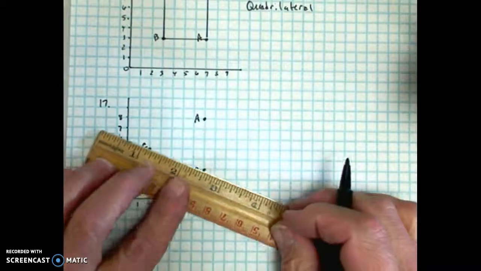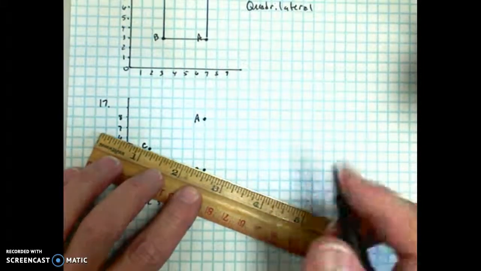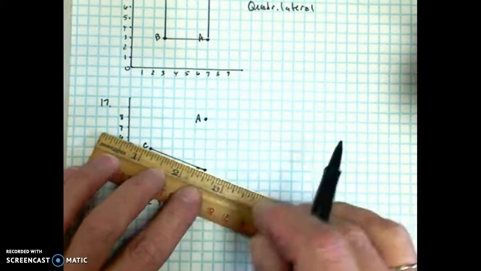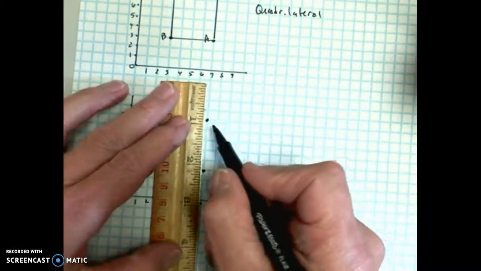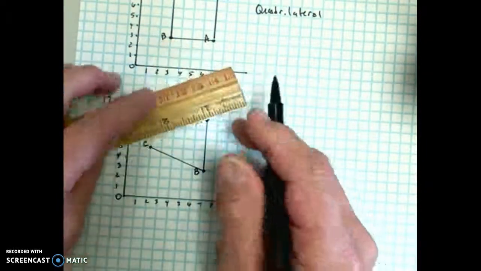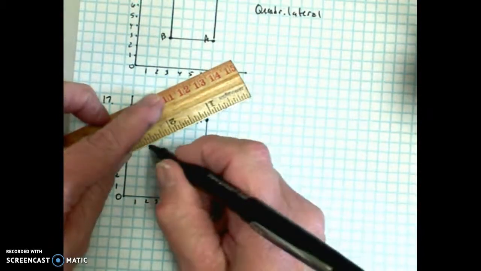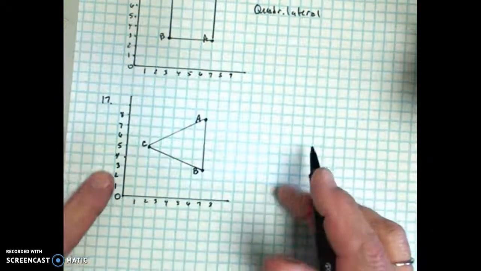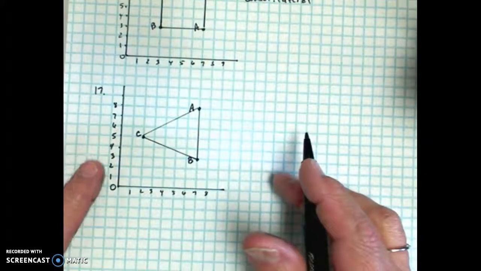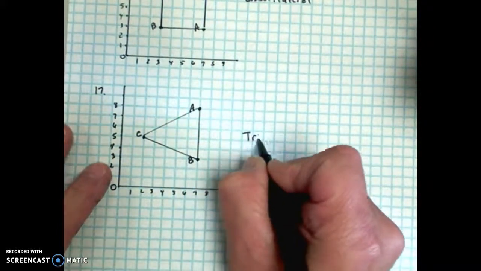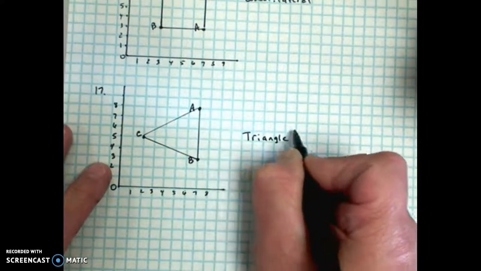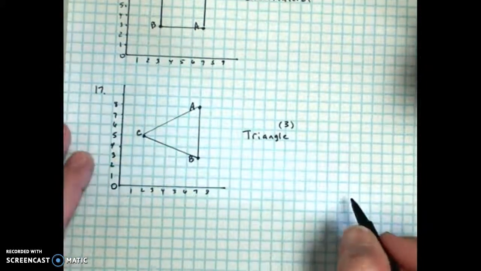And again, we take our straight edge and we connect our points. And there we go. And this polygon, of course, is called a triangle because it has 3 sides. A 3-sided figure is a triangle.